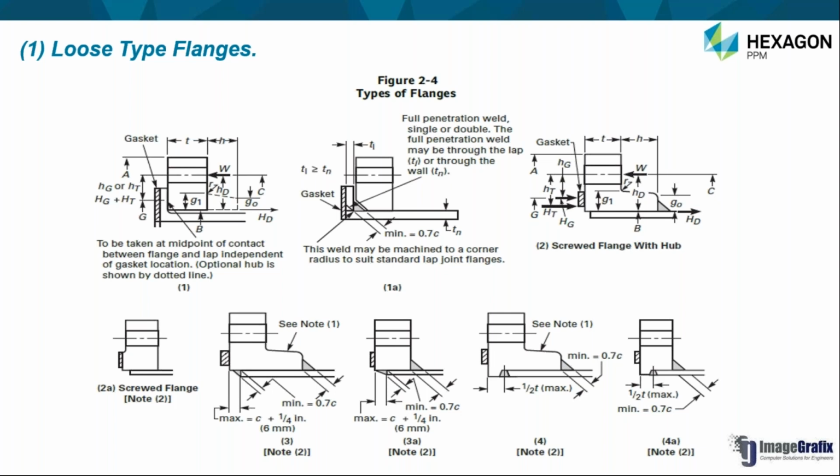Now if we go to the second figure, that is 1a, it is also not welded with the shell, and the only change with reference to the first figure is that the stub end is not an integral part, or the forged part, of that nozzle.